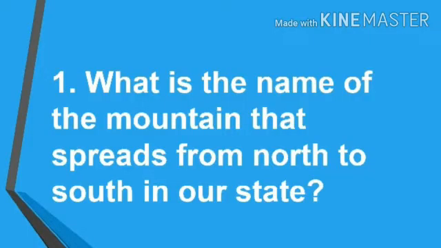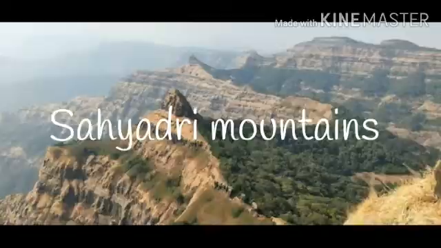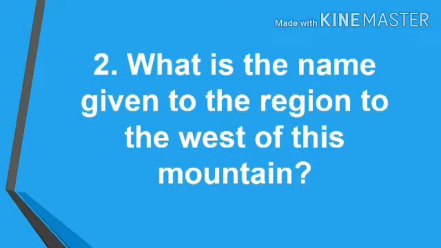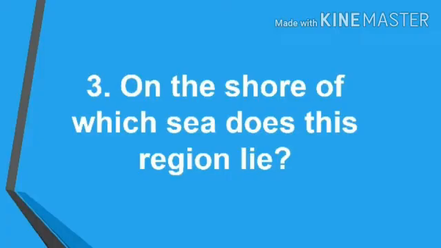What is the name of the mountain that spreads from north to south in our state? Yes, it is Sahyadri Mountains. What is the name given to the region to the west of this mountain? Yes, it is Konkan region. On the shore of which sea does this region lie?